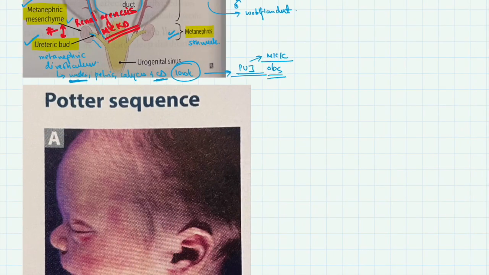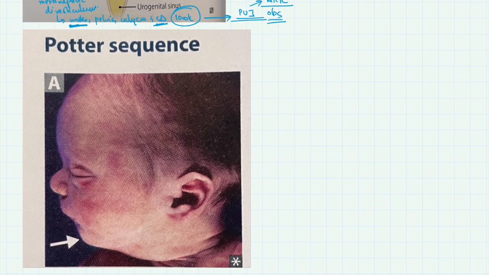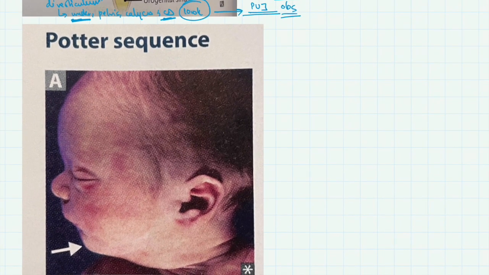So the first thing is the Potter sequence, which we even discussed in the reproductive section. What happens is that if a female has oligohydramnios, that is a decrease in the amniotic fluid, right? Because oligo means less, hydro means water, and amnion means amnion. So the fluid in the amnion, which is the amniotic fluid, is less, that is oligohydramnios. It will lead to compression of the fetus.